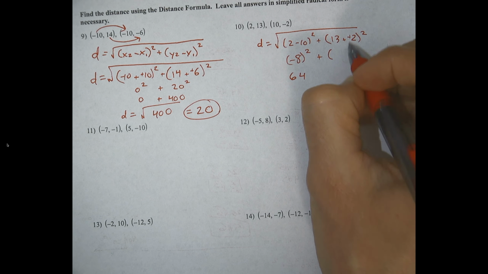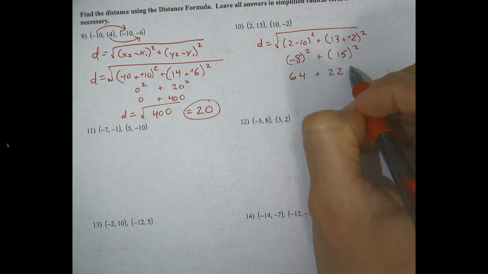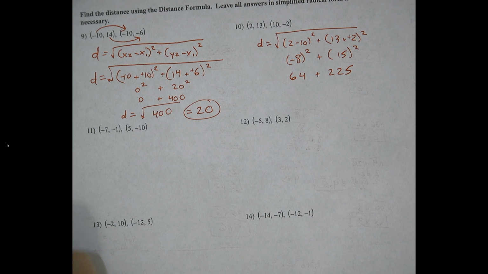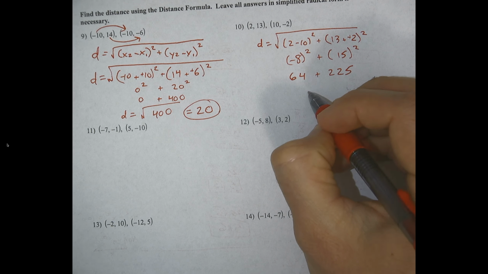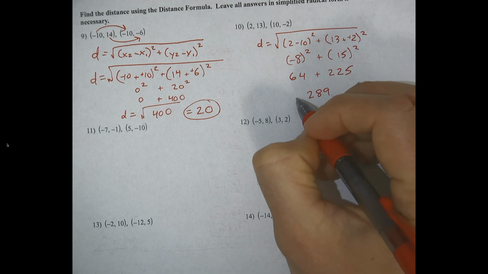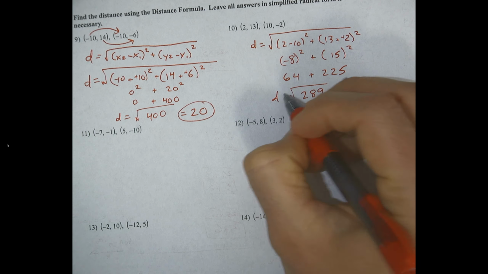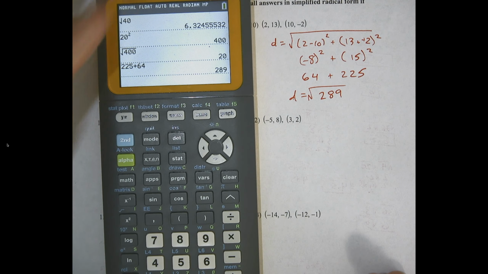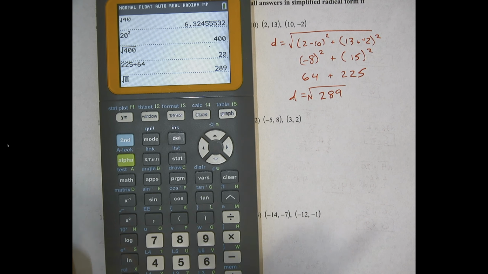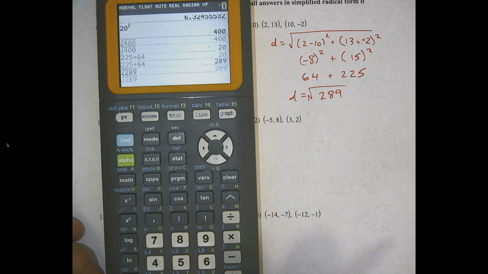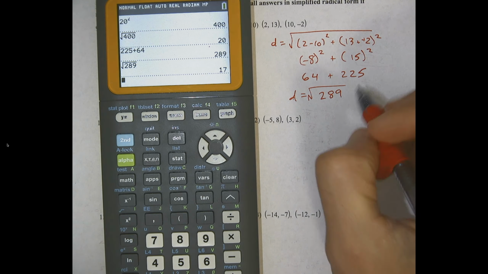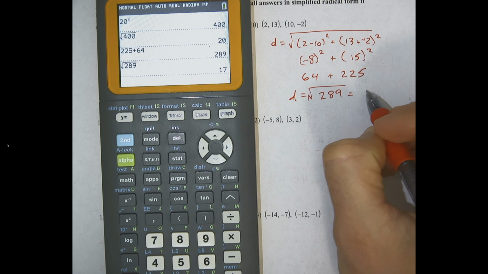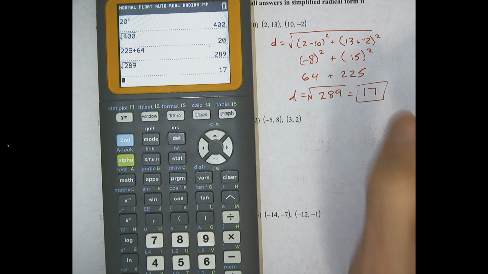This goes plus plus, that's 15 squared. I know that's 225. You can plug that in though. 225 plus 64 is 289. So distance equals the square root of 289. First thing you should do is check and see, is there an actual square root of 289 as a nice number? And there is. Square root of 289 is 17. 17 times 17 is 289. So our final answer is a nice whole number.